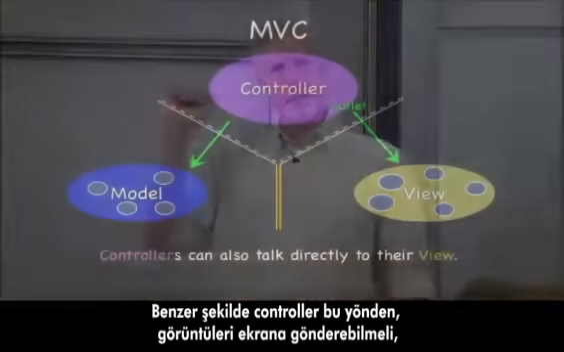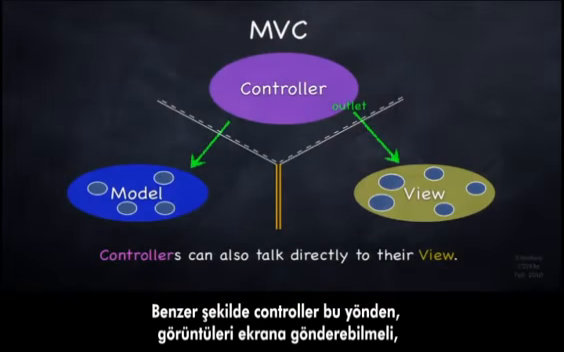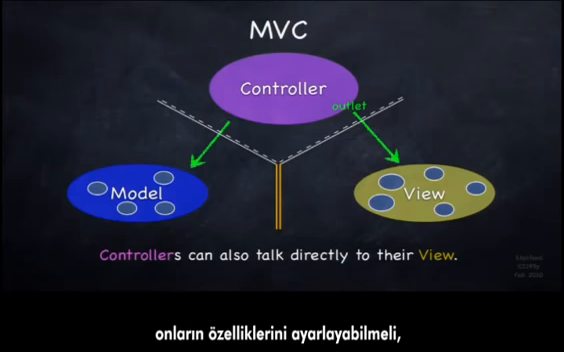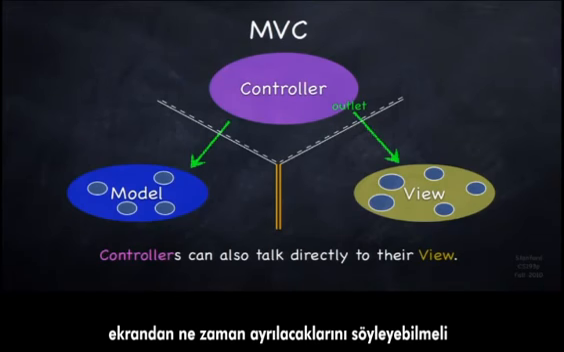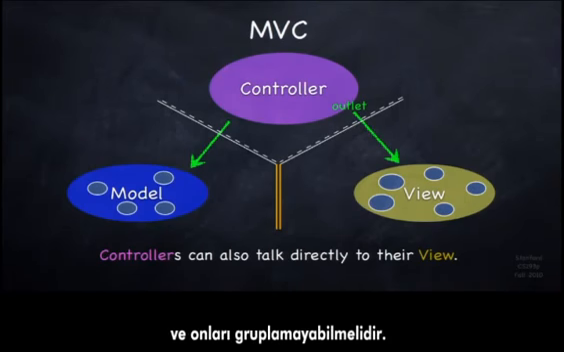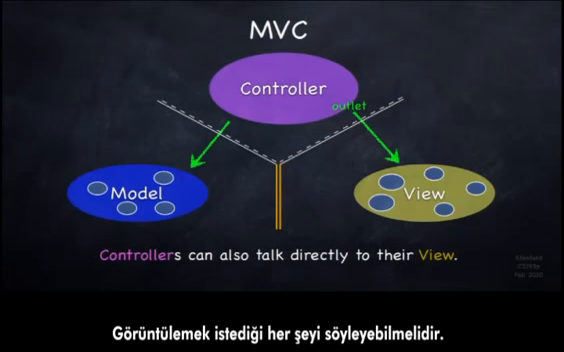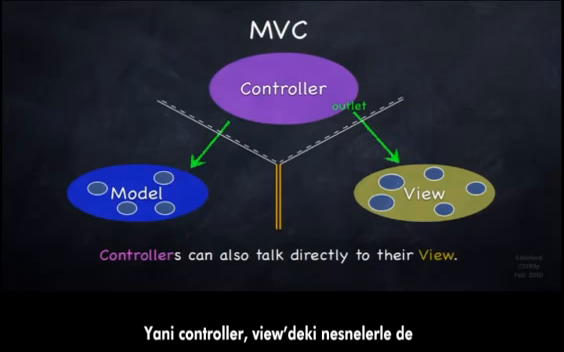Similarly, this direction. Okay? The controller needs to be able to put the views on screen, set their attributes, tell them when to go off screen, group them together. It needs to be able to say anything it wants to the views. Okay? So the controller has pretty much unlimited communication to the view, to the objects in the view as well.